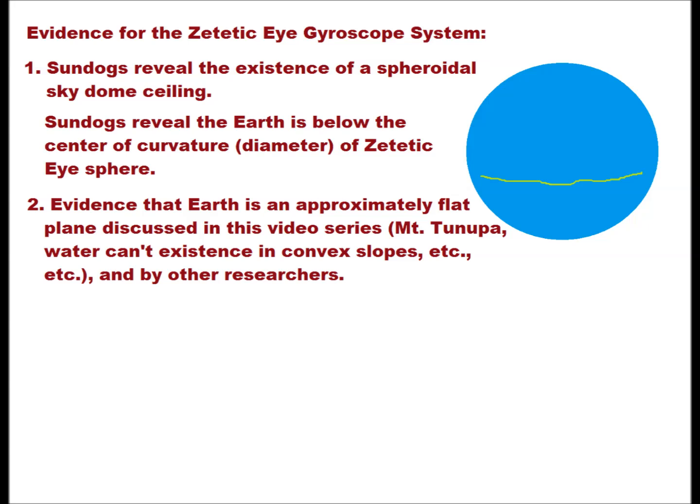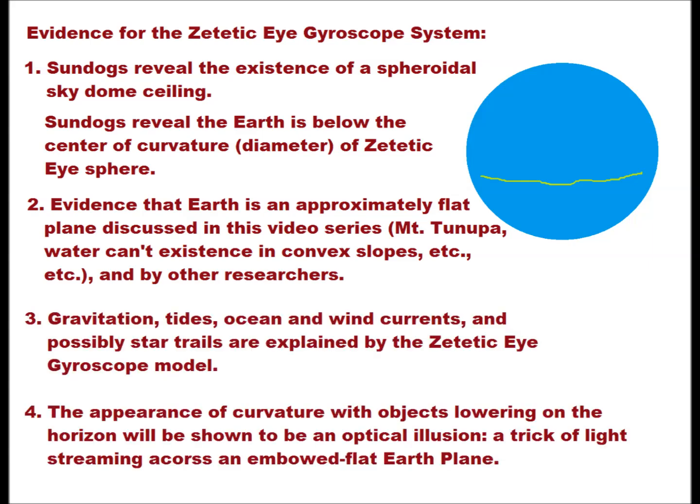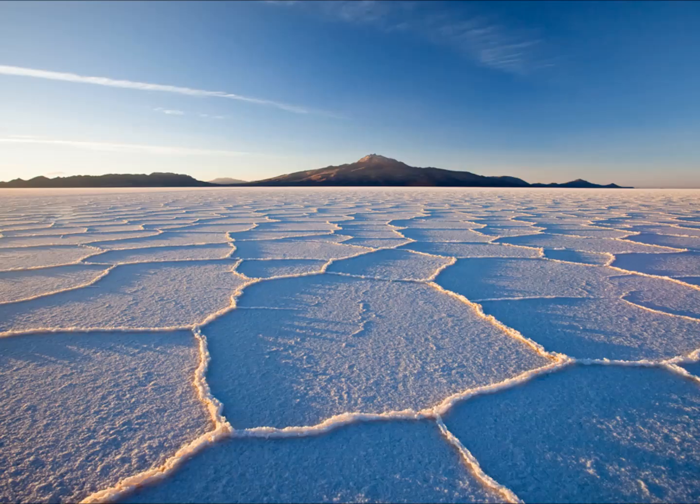Sundog parhelix sky halos compose one of the first pieces of strong evidence for this Zetetic gyroscope system being proposed in this video documentary. A second piece of evidence will be the empirical discovery that the Earth is some sort of a flat or approximately flat plane, which will be uncovered in several of the volumes of this documentary series, including a very important discussion of how Mount Tanupa outside the Salar de Uyuni in South America shows that the Earth's apparent curvature is only the result of the trick of light refraction.